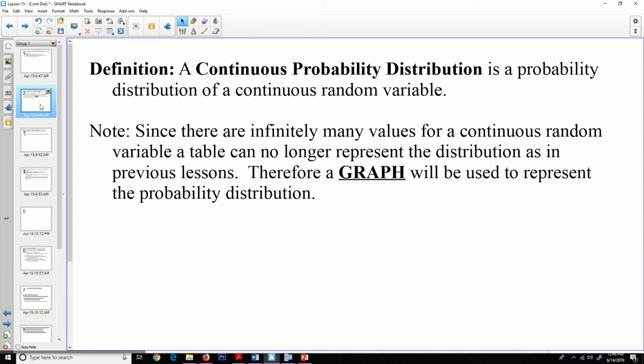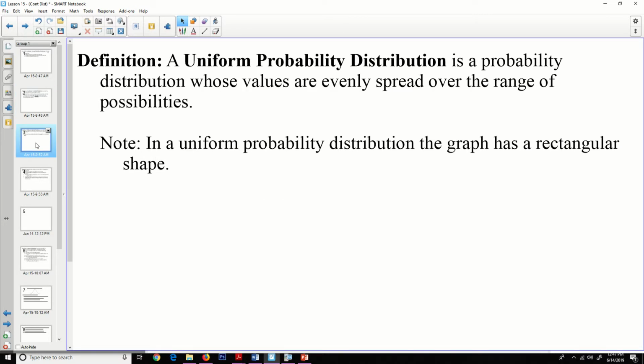So a continuous probability distribution is a probability distribution of a continuous random variable. Now there are some consequences of that, and one of those things is the fact that since there are infinitely many values for a continuous random variable, we can no longer represent the distribution as a table or a set of values like we did in previous lessons, but we do need to do a graph of some sort to represent the probability distribution.